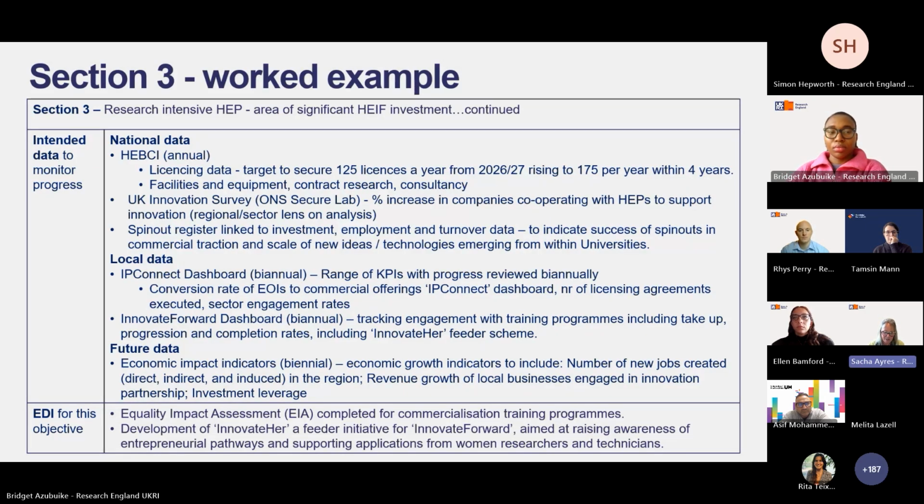In this example, this provider has chosen to use a range of established national data sources from HEIF alongside local interaction tracking, because that is most relevant to what they are seeking to monitor and the outputs they are hoping to achieve. We encourage you to try new data sources, and these could be an exploratory way that you haven't used before, but as long as you've already got some monitoring based on existing established data points, that would be fine.